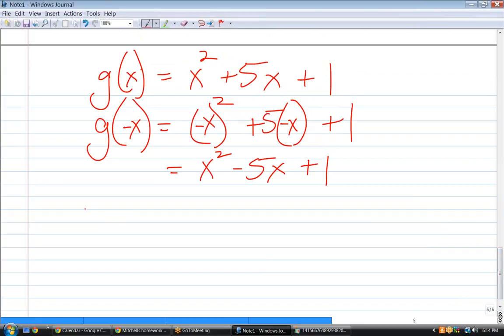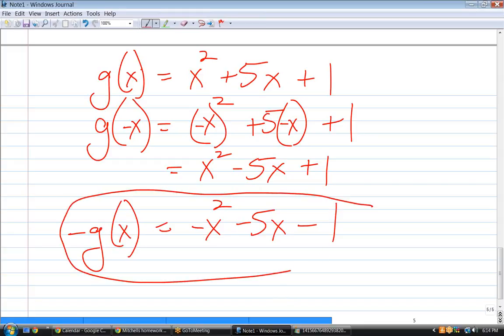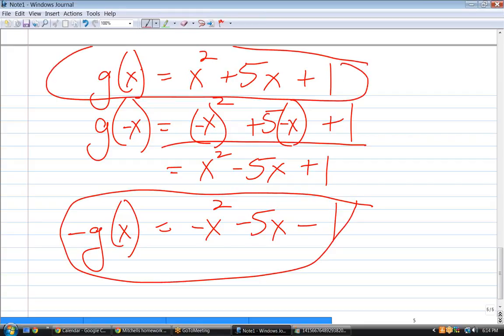Well, what would negative g of x look like? Negative g of x would just be every term with a negative sign in front of it. So that would be negative g of x. That would be g of x. And this is neither one of those.